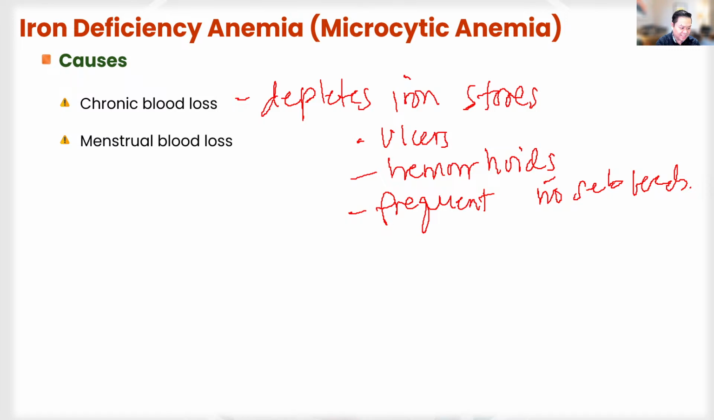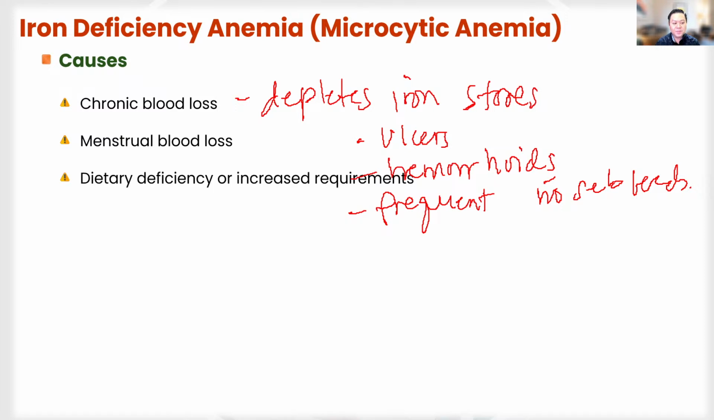Now, when we are talking about the menstrual period, or let's say the other sources of bleeding, maybe GI bleeding, this can also contribute to that. Maybe a person may have some upper GI bleeding. This can also lead to blood loss, right?